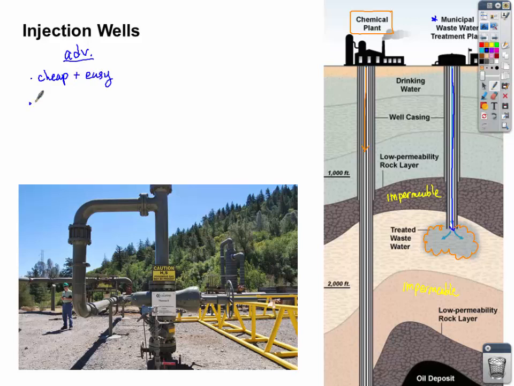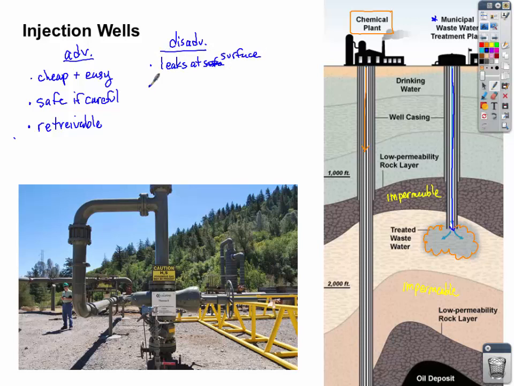All right, it's a safe option if the location is chosen carefully. Okay, and also, believe it or not, you can retrieve the waste if you have to. So if you have a contaminant that's moving or it's threatening groundwater in some way, you can actually pump it back out. The disadvantages are great when it comes to injection wells. You can have leaks at the surface if you're not careful.